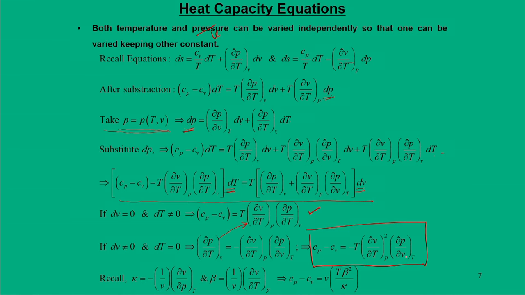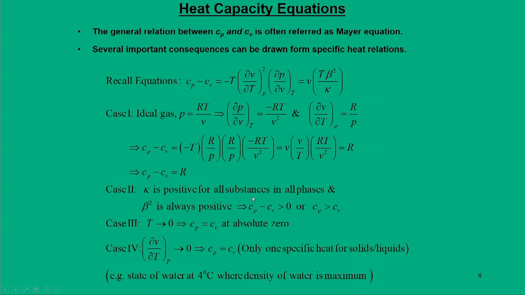at constant temperature. Now, here if I recall kappa as minus 1 by V dou V by dou P at constant T and beta to be 1 by V dou V by dou T at constant P, we can find that Cp minus Cv is equal to V times T beta squared by kappa. Okay. So basically the difference in the specific heats is expressed in terms of the isothermal compressibility kappa and the volume expansivity beta. Now, let us find out some important consequences.